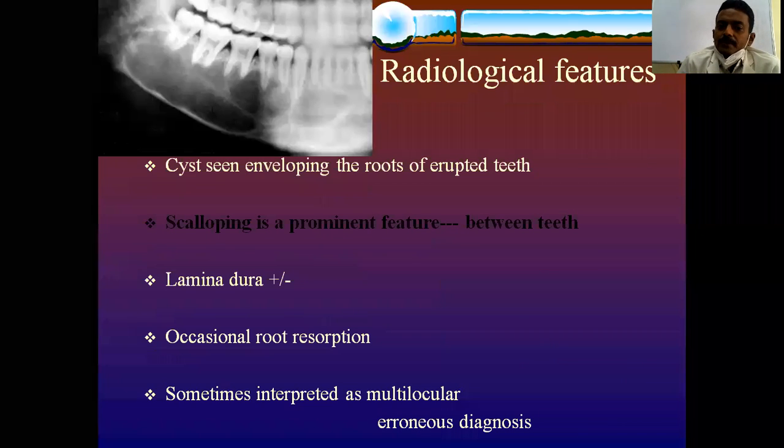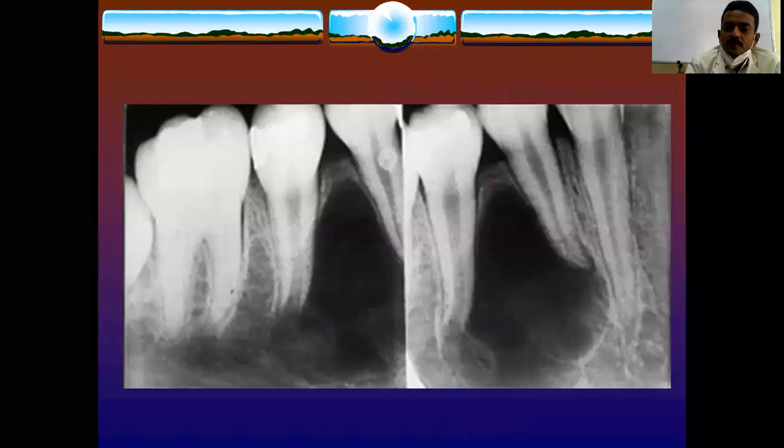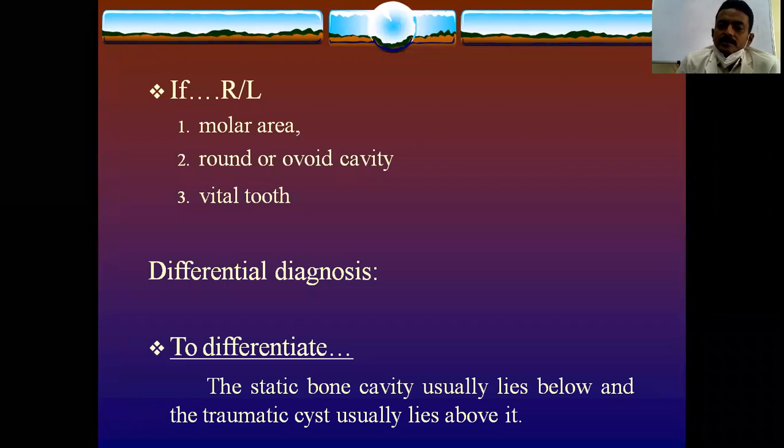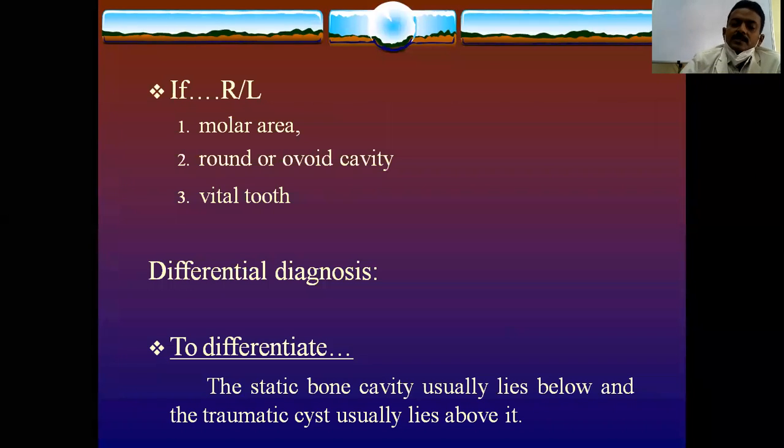The cyst is seen enveloping the roots of erupted teeth, and the lamina dura is prominently seen. Occasional root resorption is also seen. You can see in this picture a clear radiolucency. The radiolucency is appreciated in the molar area, and it is a round or ovoid cavity. This is a round cavity, and it involves the vital tooth. Coming to the differential diagnosis, a static bone cavity usually lies below, and the traumatic cyst usually lies above it.